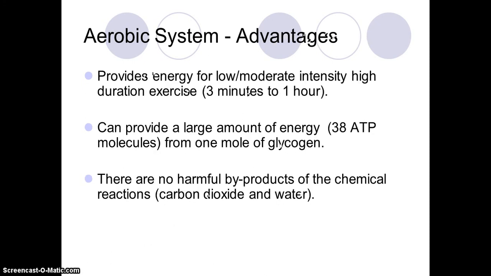Advantages, obviously, we get energy for a long time. It says up to an hour there, but we know that we have endurance athletes that use the aerobic system for considerably longer than that. We get 30 ATP from one mole of glycogen, and there are no harmful byproducts from the chemical reactions. We just get carbon dioxide and water.